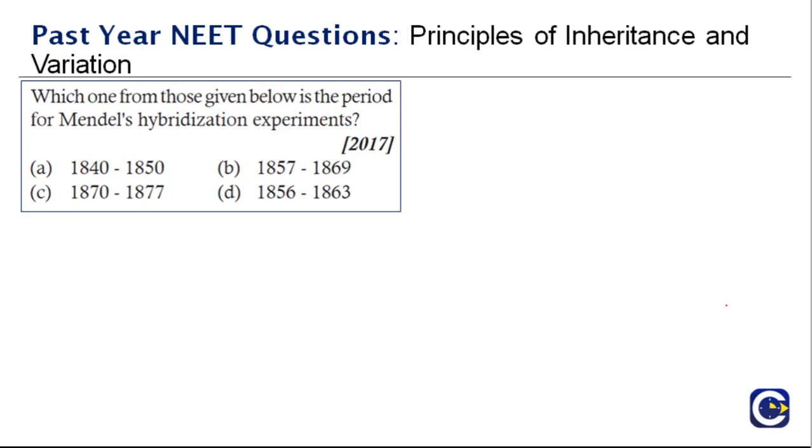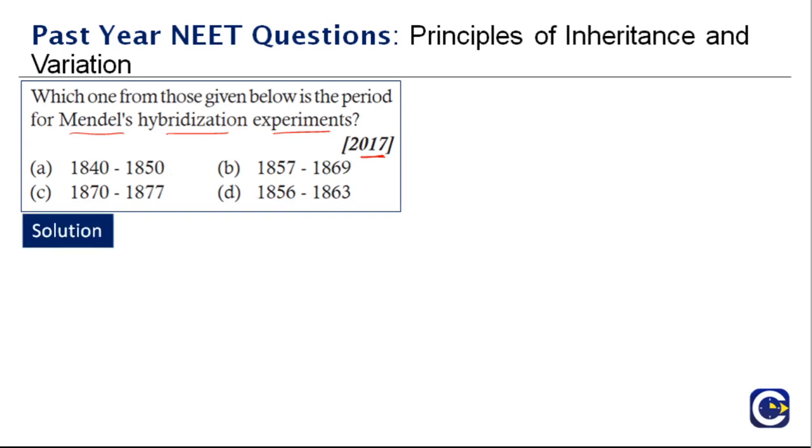And the next question, again you see, is from 2017. So we have already seen 3 questions that came in the year 2017, and they are not that difficult. So which one from those given below is the period for Mendel's hybridization experiment? So always the name of the scientist and year is very important. If you don't know, you can just lose on this. But if you know, it is a very easy question.